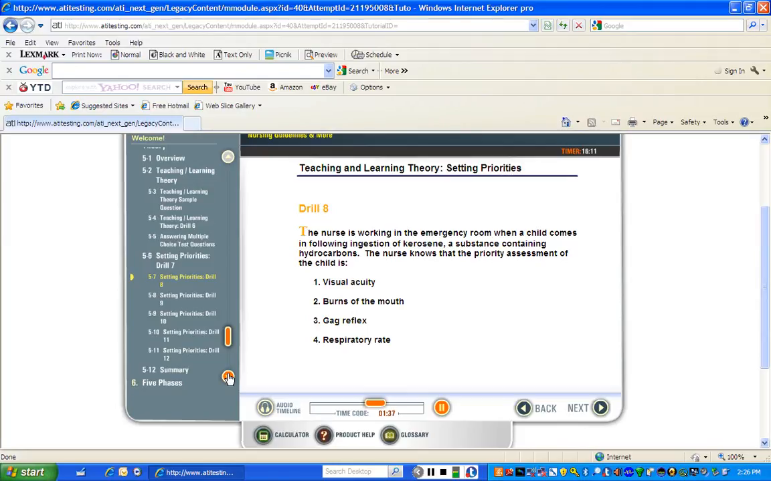Option 3, gag reflex. We will assign a minus sign to this choice. Small quantities of hydrocarbons can easily get into the lungs and damage them directly, leading to severe aspiration pneumonia. The nurse would not want to stimulate vomiting by assessing the gag reflex, and this could increase the risk for developing aspiration pneumonia. Option 4 will be assigned a plus sign.